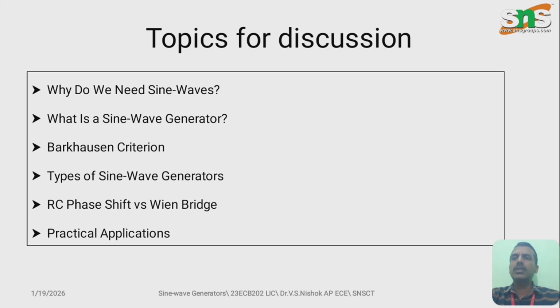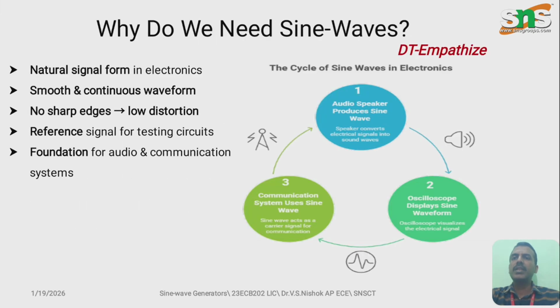So this is the outline of this video. It starts with why do we need sine waves, and it continues with Barkhausen criteria and types of sine wave generators, and ends up with the practical applications. So why do we need sine waves?